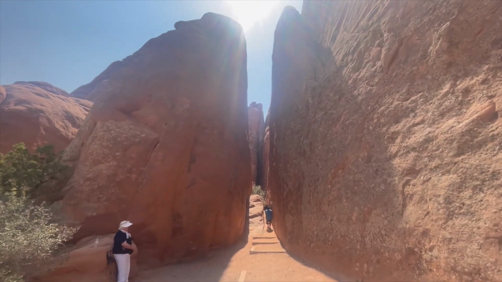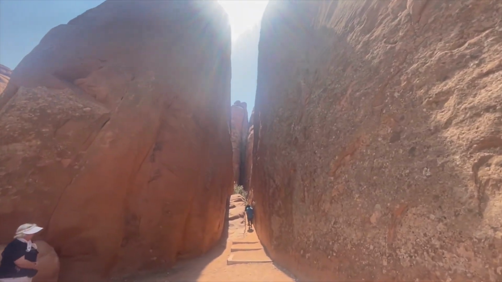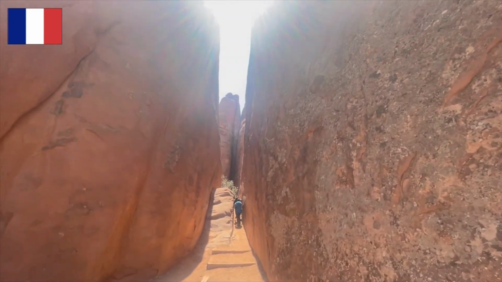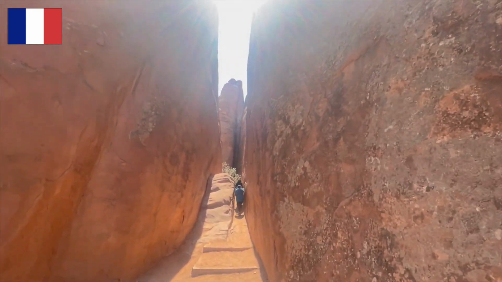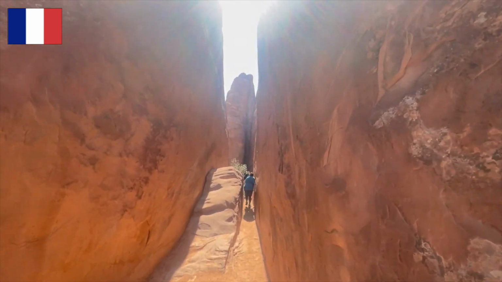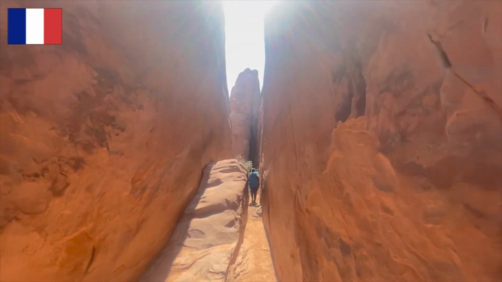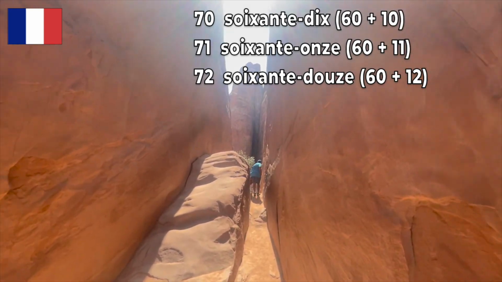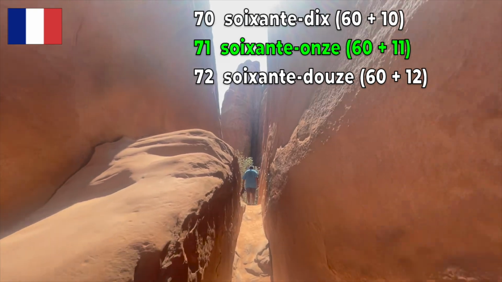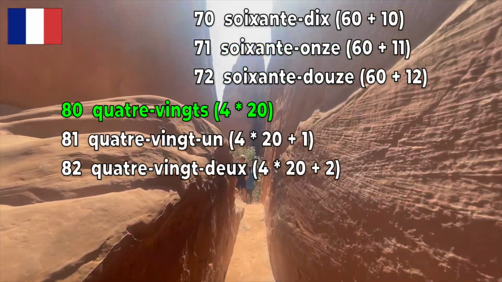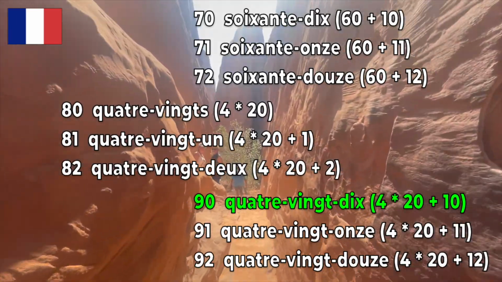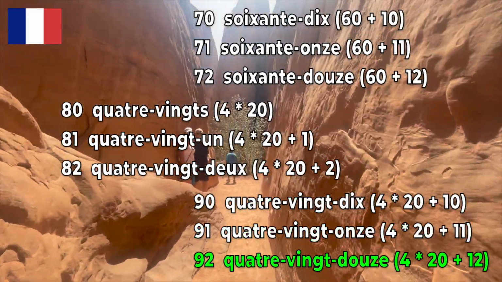Some languages use a hybrid system. For example, French uses a combination of base 10 and base 20. Counting in French up to 69 uses a base 10 system similar to English, but from 70 to 99, French uses a base 20 system. Notice how base 20 takes over in the following French numbers: 60-10, 60-11, 60-12, 4-20s, 4-20s 1, 4-20s 2, 4-20s 10, 4-20s 11, 4-20s 12.